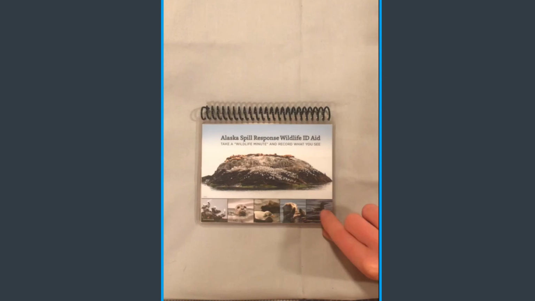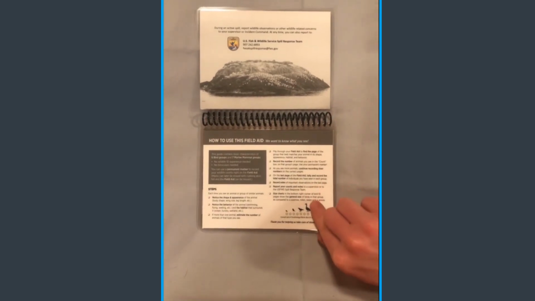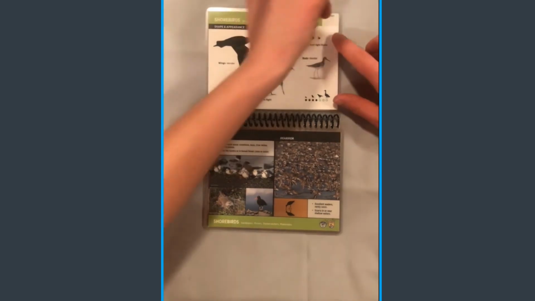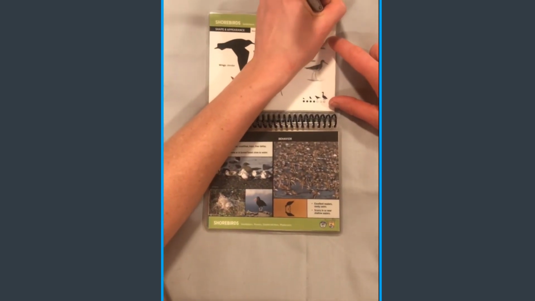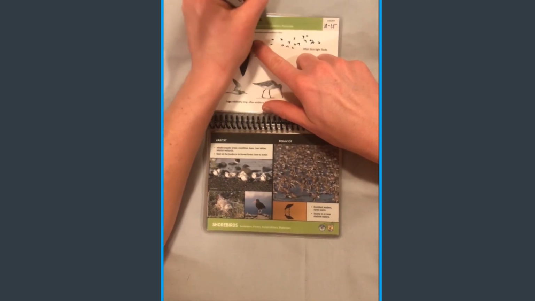In closing, this short clip provides an example of how to record wildlife observations on the aid. First, find the group that best describes the animal or animals you see. Next, add the approximate number of animals you see belonging to that group. For example, 10 to 15 shorebirds.